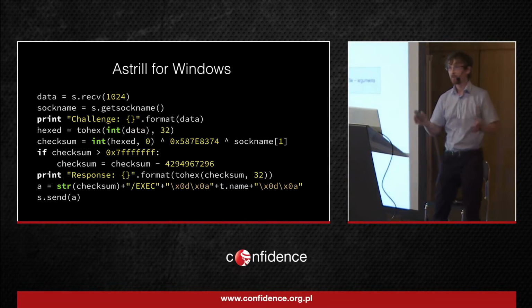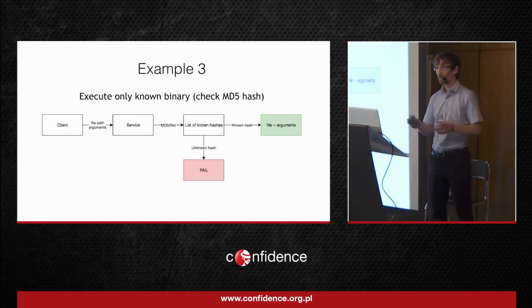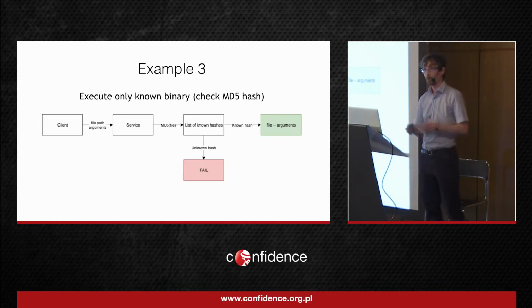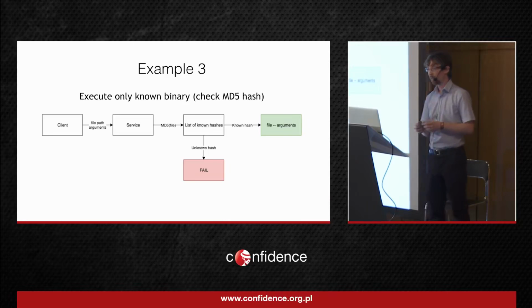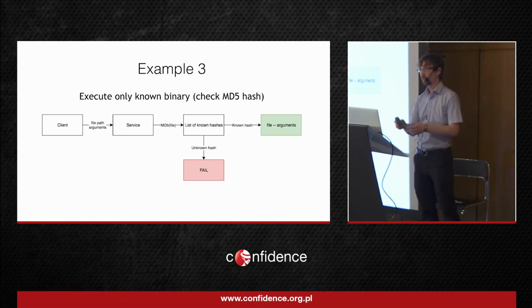Okay, so how can we improve this software even more? We know that executing everything which is passed through the socket is not a great idea, so maybe we will be executing only specific binaries. And that's example number 3. One of the vendors has this idea that we give the service a path, and the service calculates some hash, for example MD5, and then compares this hash with a list of known hashes. Only if the service knows this hash does it execute the file. If not, nothing really happens.